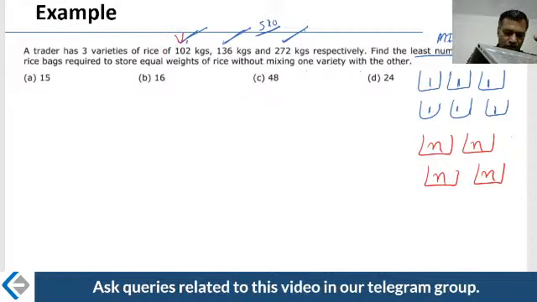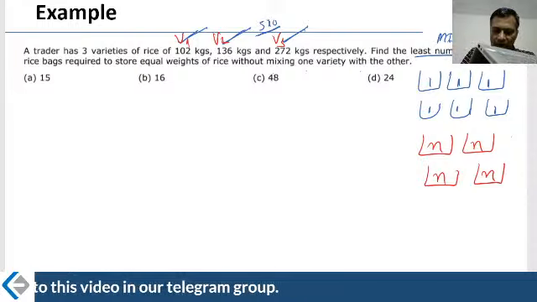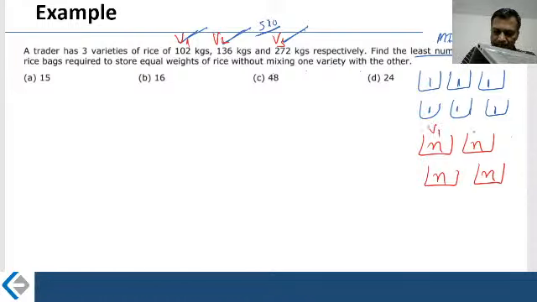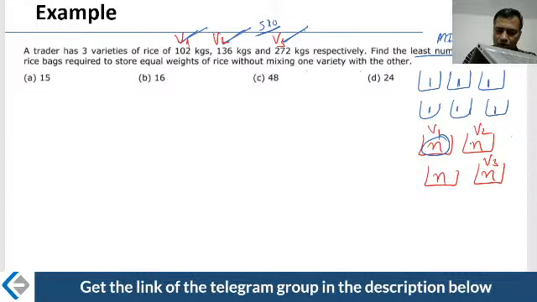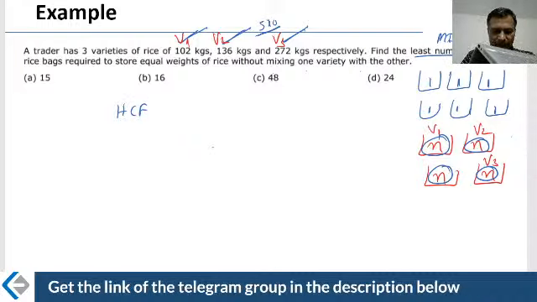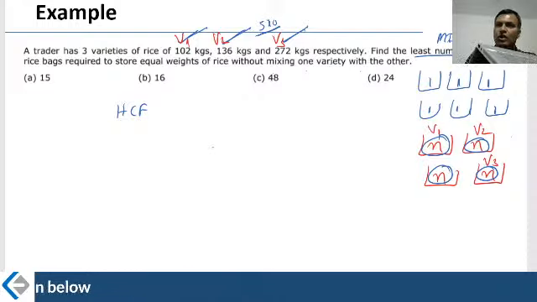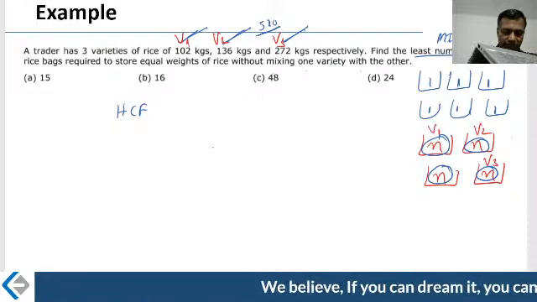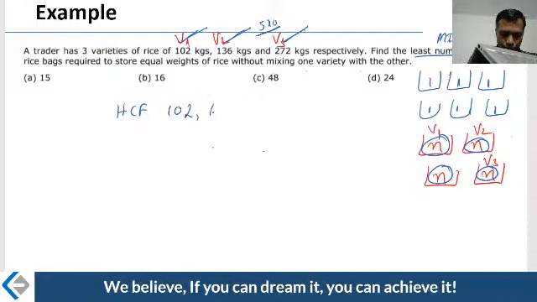If I call this the first variety, this the second variety, this the third variety, don't mix up. Either this bag should be made up of the first variety or the second or the third, and the quantity should remain the same. Therefore, what do you find? HCF. If the bags have to be minimized, you have to pack maximum rice per bag. That number is the HCF of 102, 136 and 272. You are packing the HCF of these numbers.